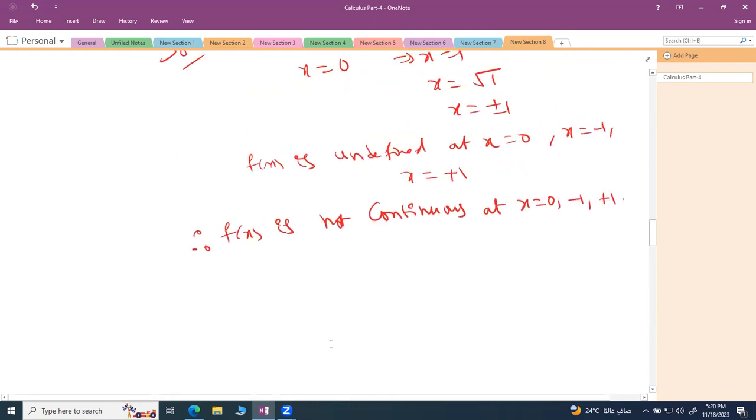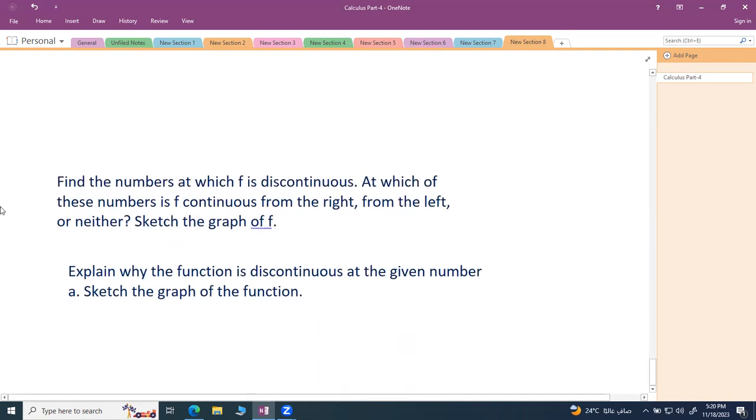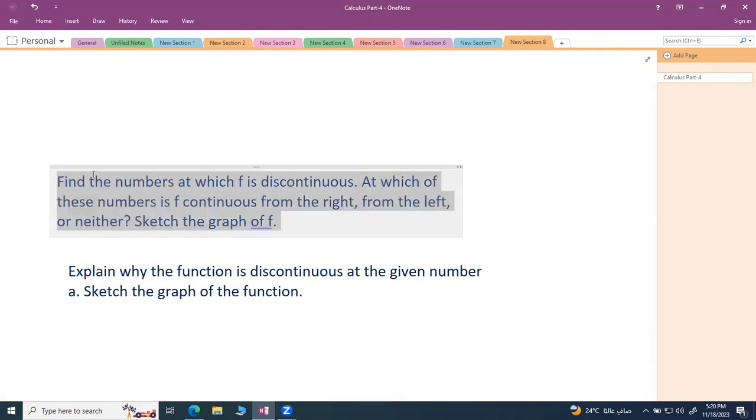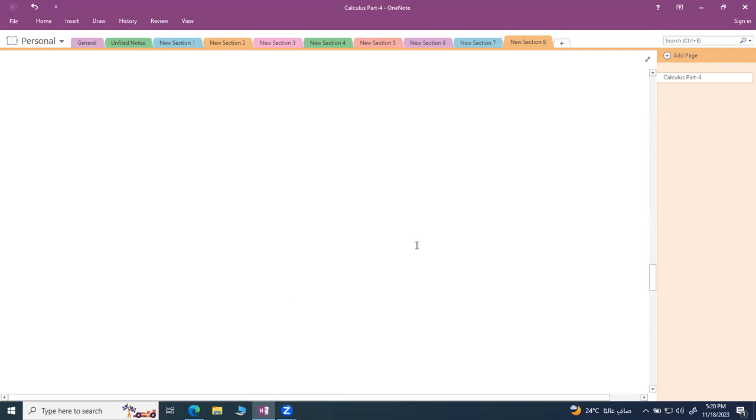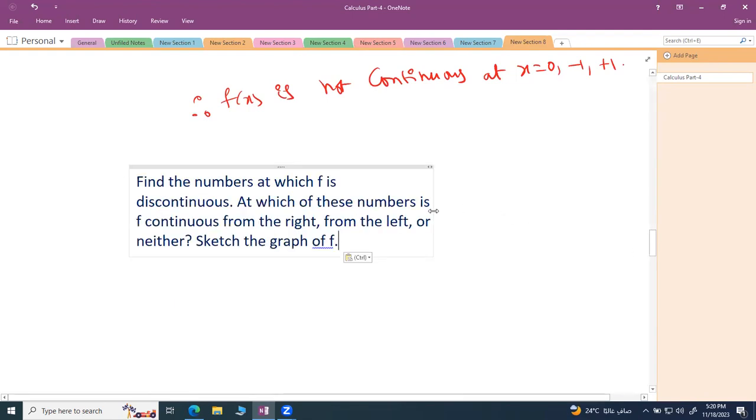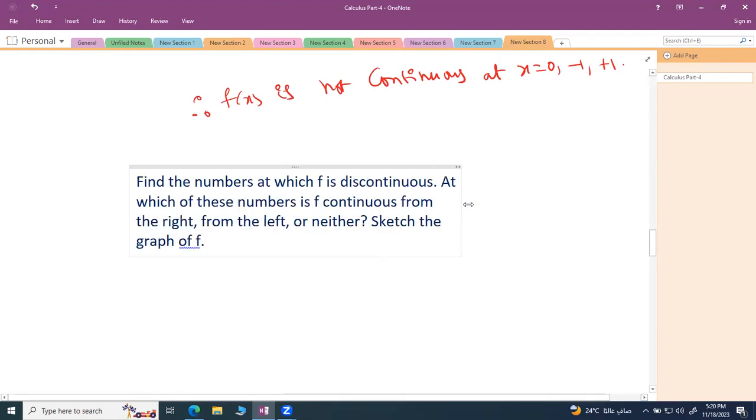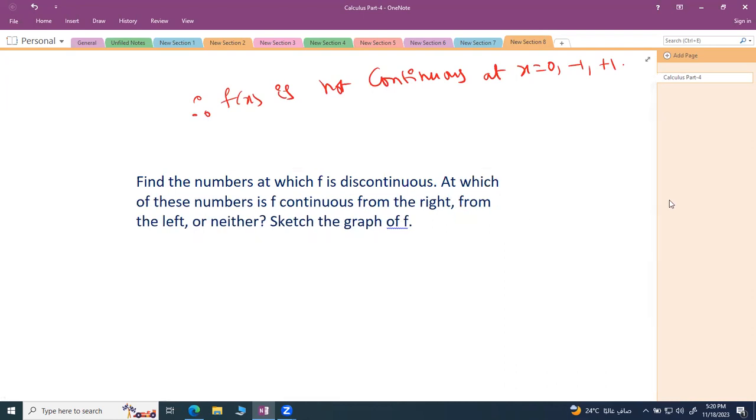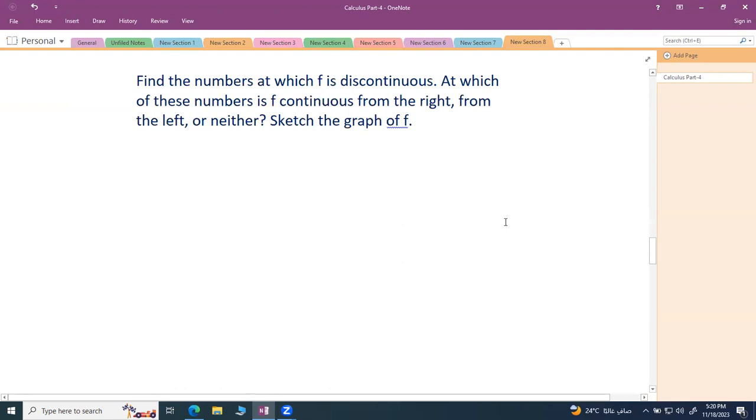Now, find the numbers at which f of x is continuous. Find the numbers at which f of x is discontinuous. At which of these numbers is f continuous from the right, from the left, or neither? Which is the graph of f of x? So, problem 1.